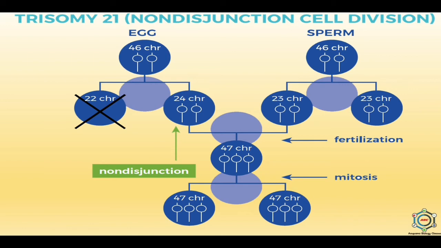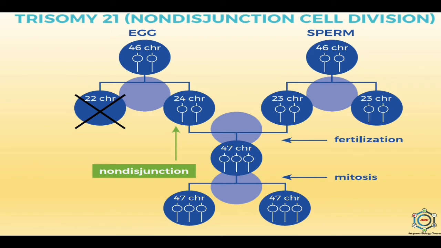Thus, the egg has 24 chromosomes instead of 23, and the offspring has 47 chromosomes. That means 45 plus XY in male and 45 plus XX in case of female, instead of 46 chromosomes. So the presence of three chromosomes of the same kind is called trisomy, and the Down syndrome is also known as 21st trisomy.